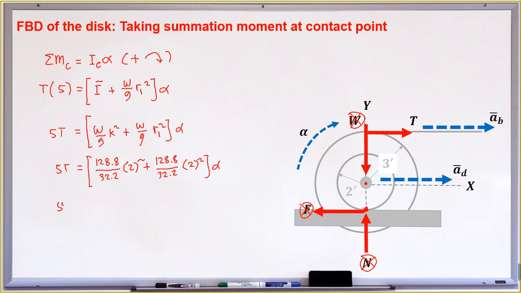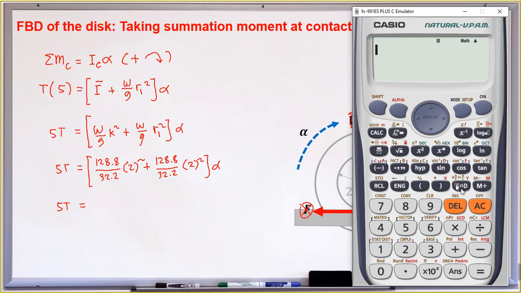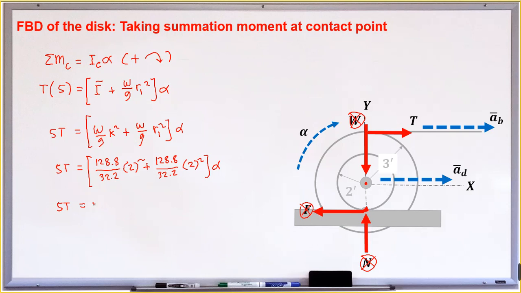This is alpha. So simplifying, we're going to use our calculator. So 128.8 divided by 32.2. Then we have 2 squared is 4 plus 2 times 2 is 4. So the answer is 32. So we have 32 alpha. So this is our second equation. So we now have a second equation. So let us take note: 5T equals 32 alpha.